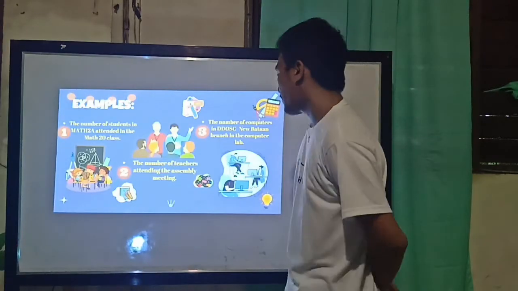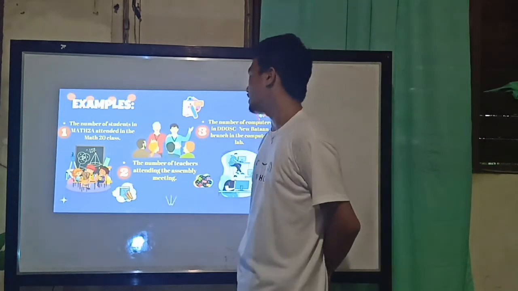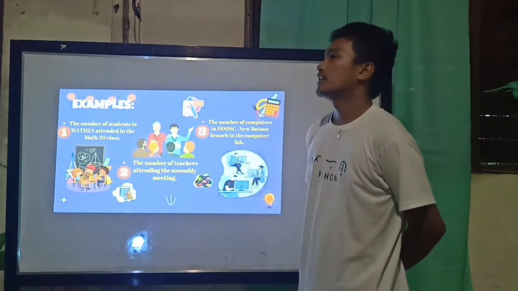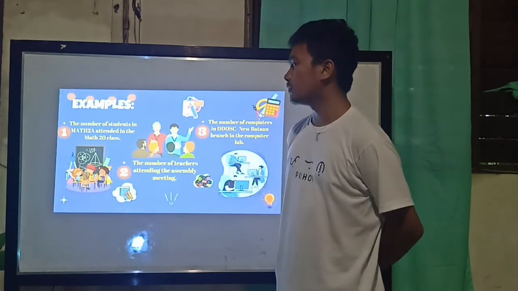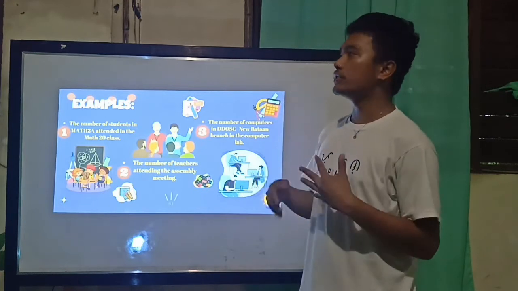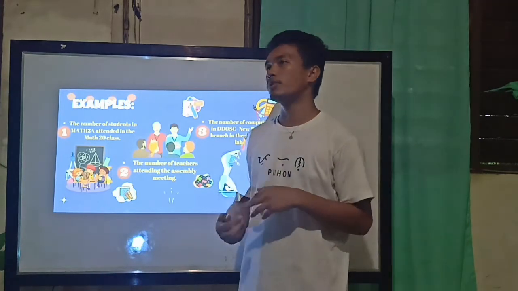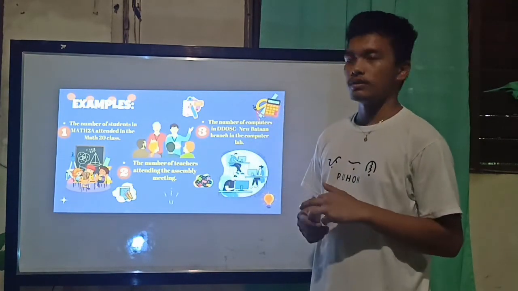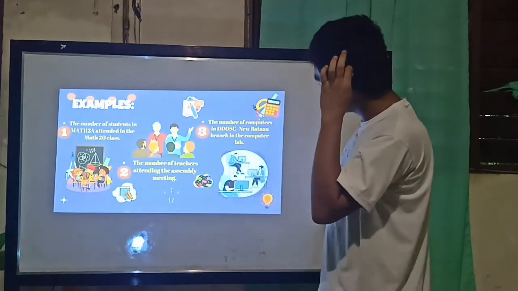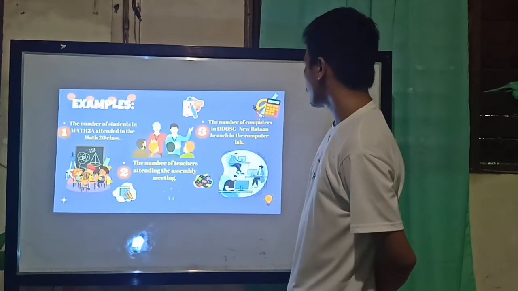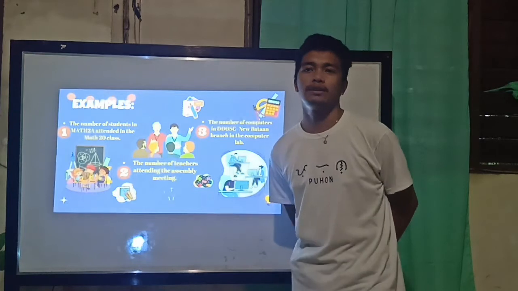Another example is the number of teachers attending the assembly meeting. Assuming 30 teachers are attending the assembly meeting, it is exact, so the answer is really a whole number. We cannot say 13 1/4 because that would be another teacher at 1/4. So it is whole. And lastly, the last example is the number of computers in the DDoC New Bataan branch computer lab. So the answer here is also expected to be a whole number.